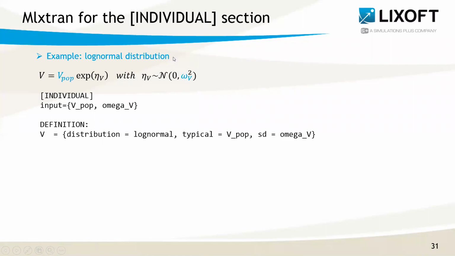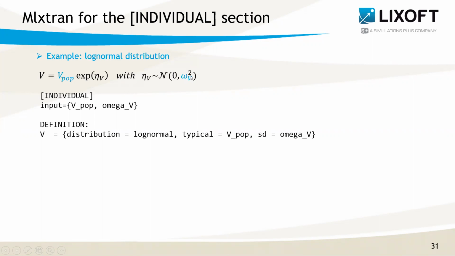Let's take a log normal distribution for the volume. Then the individual volumes are equal to a typical volume value VPOP times exponential the random effects eta. And the random effects follow a normal distribution with a standard deviation omega.